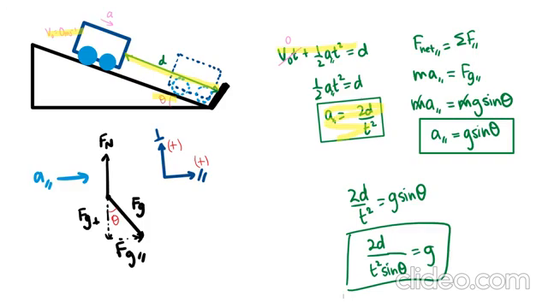In this FBD, we can see that the normal force acting on the cart is equal and opposite to the vertical component of the force of gravity acting on the cart. Therefore, the net force acting on the cart will be the horizontal component of the force of gravity. Therefore, it can be said that the acceleration in that direction will be g sine theta. If we equate these two equations, we can see that 2d over t squared sine theta will equal g.